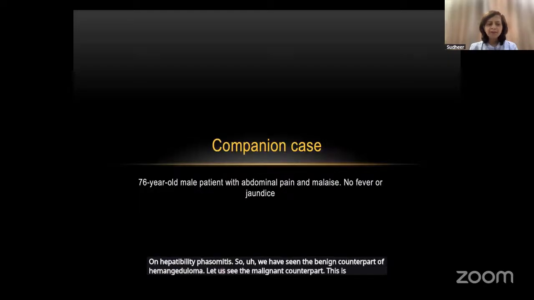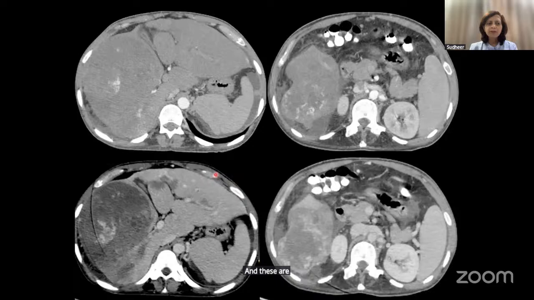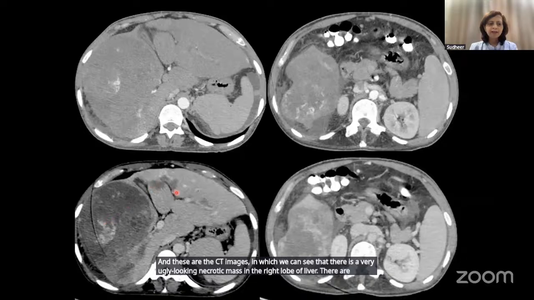This is an elderly male who presents with abdominal pain and malaise without any fever or jaundice. And these are the CT images in which we can see that there is a very ugly looking necrotic mass in the right lobe of liver. There are a few other satellite lesions in the remaining liver parenchyma.